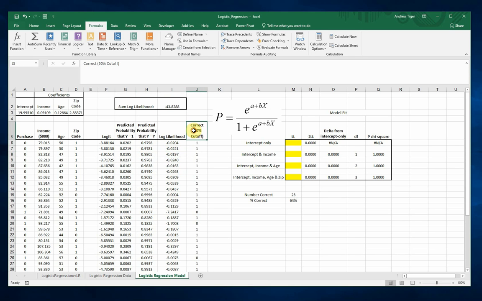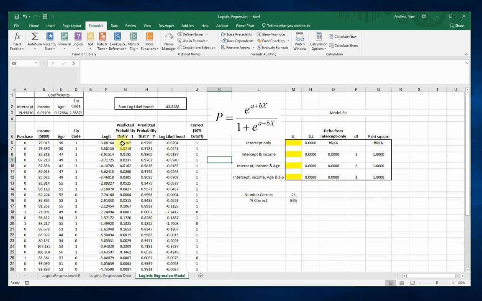And then I've got a 50% cutoff and I just want to know if it's right or not. And all I'm doing is looking at this probability of success that the model chose, and I just keep track. If that number is bigger than 0.5, then I correctly chose it.